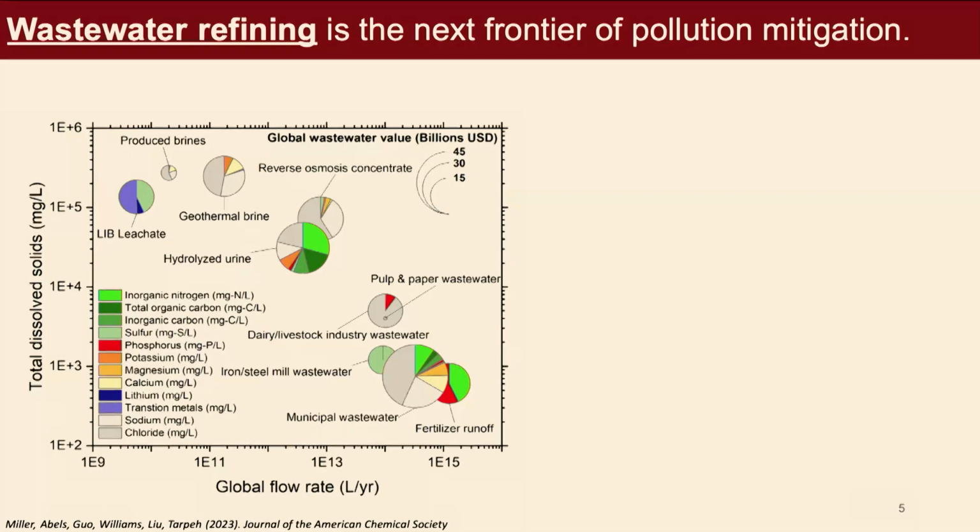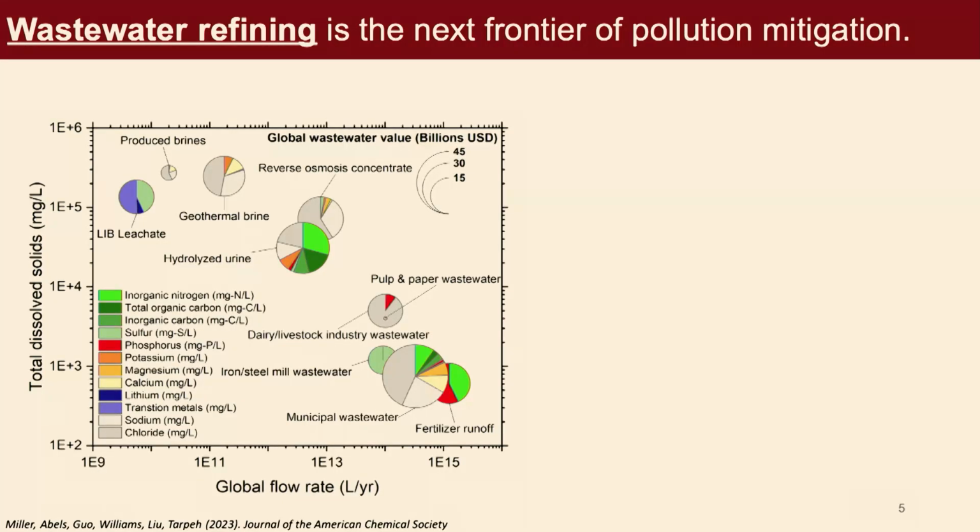And then we can look at the value of the wastewater in billions of US dollars. So this is basically what we're flushing into the environment. The bigger the pie, the bigger the value. Okay, so something like municipal wastewater is on the order of $30 billion around the world that we're just getting rid of and treating as a pollutant.